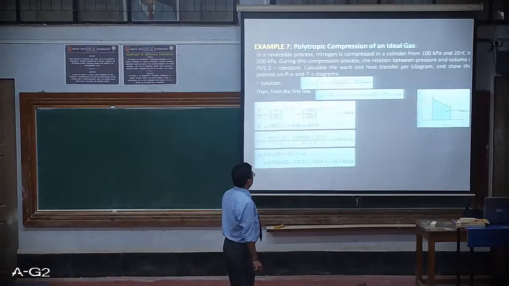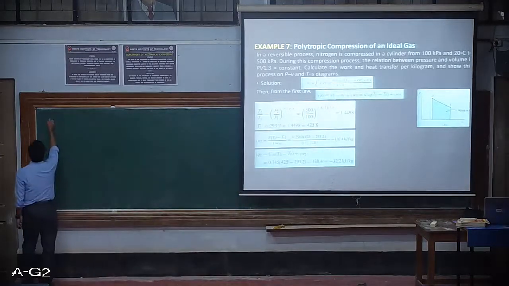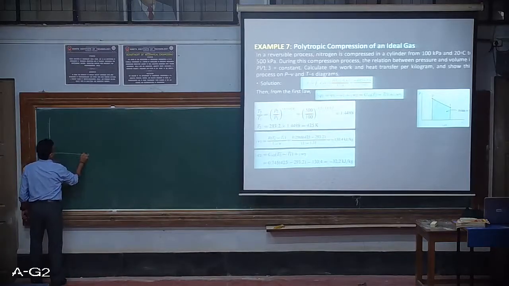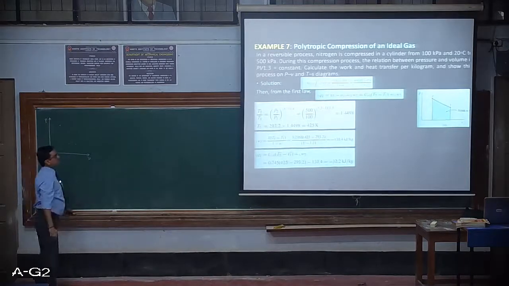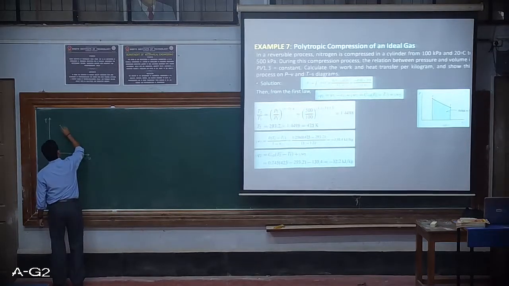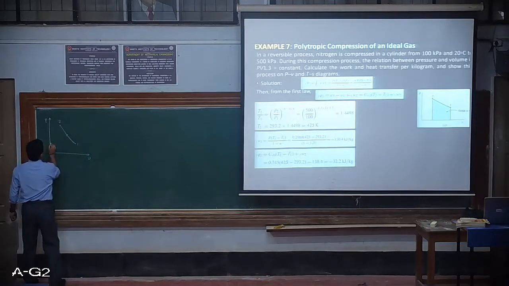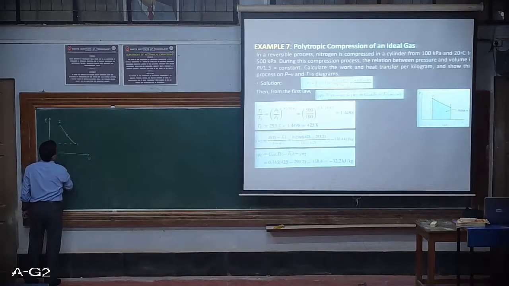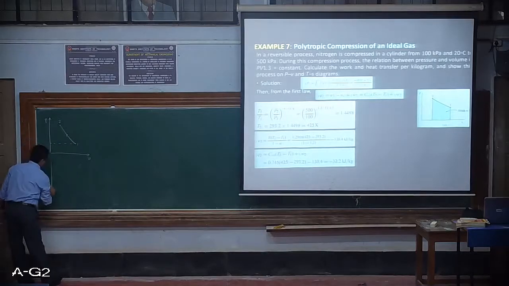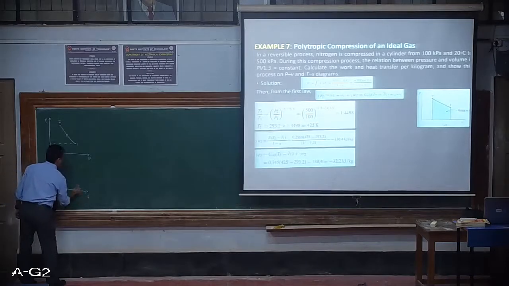So let's draw it on the PV diagram. As you know, this is a compression process. This wasn't covered in the last class. State point 1 to state point 2, as mentioned in the diagram there, 1 to 2. The corresponding pressure was given. The same thing can be drawn on a TS diagram.